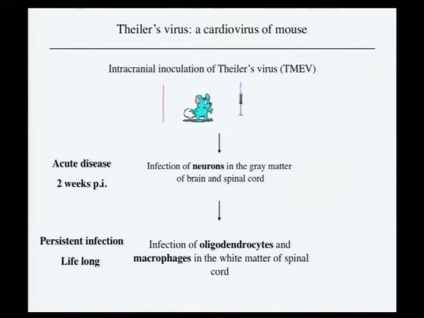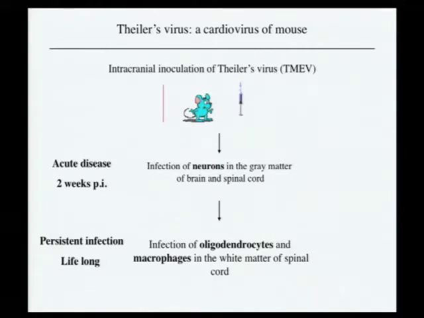virus, which is a cardiovirus, so it's a picornavirus, very closely related to poliovirus in humans, which is a mouse virus. It infects mice in nature. It's very, very common in wild mice. And like many picornaviruses, it is transmitted by the oral-fecal route. But in the lab, we are interested in the neurological disease that this virus causes, and therefore we inject the virus directly into the brain of the mice.